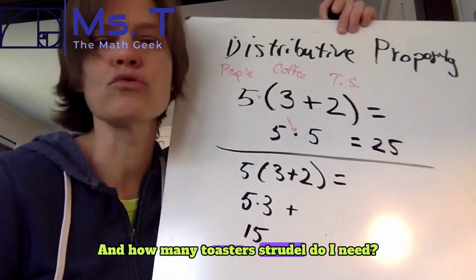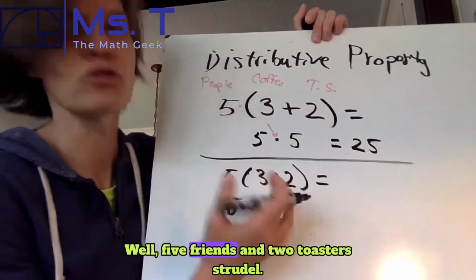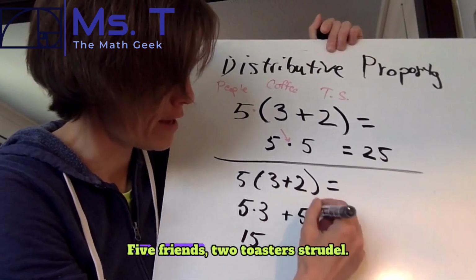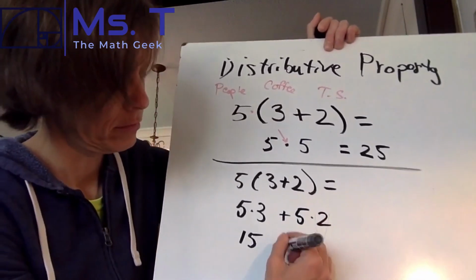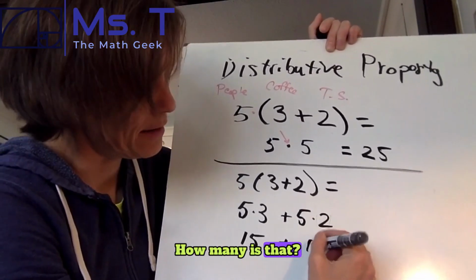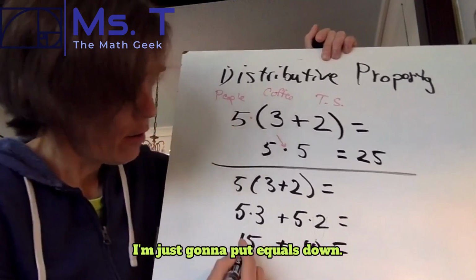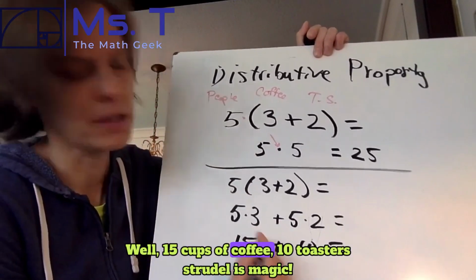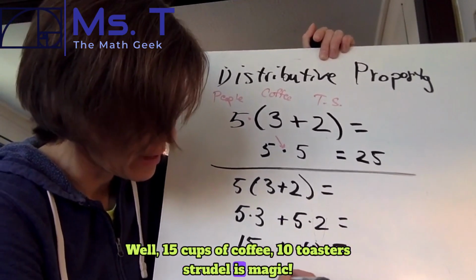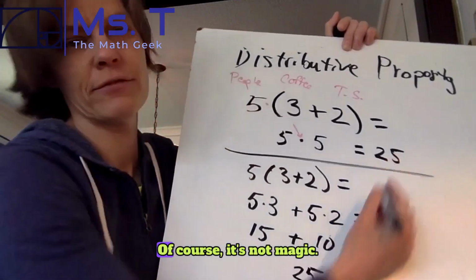And how many toaster strudel do I need? Well, 5 friends and 2 toaster strudel. 5 friends, 2 toaster strudel. How many is that? 10, right? I'm just going to put equals down. Well, 15 cups of coffee, 10 toaster strudel is magic, 25.